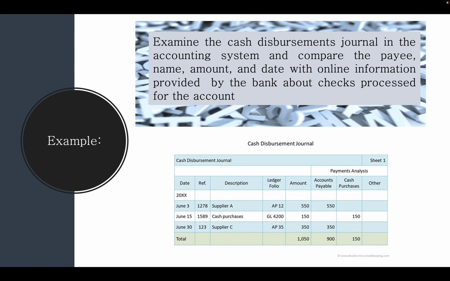For example, examine the cash disbursements journal in the accounting system and compare the payee name, amount, and date with online information provided by the bank about checks processed for the account. A disbursement is a payment in cash during a specific time period and is recorded in the general ledger of the business. A record of disbursements shows how the business is spending cash over time.